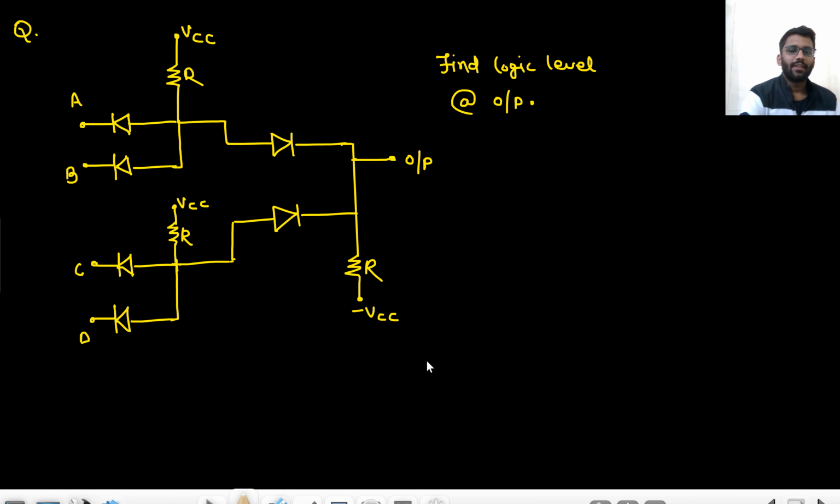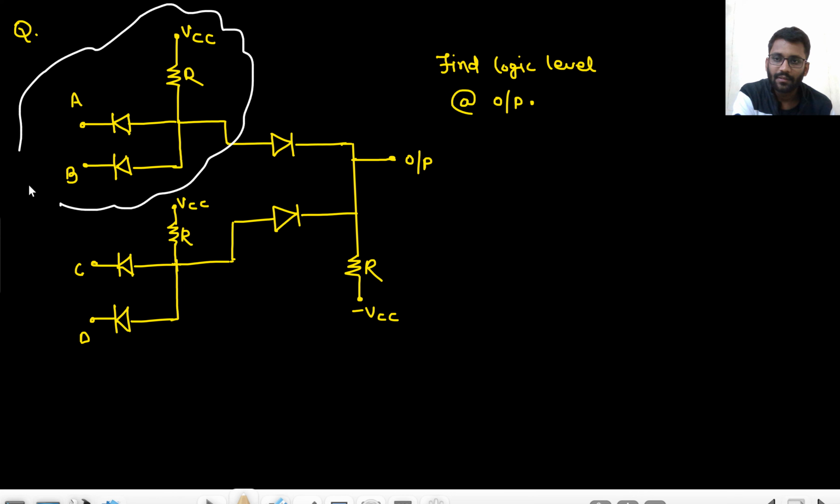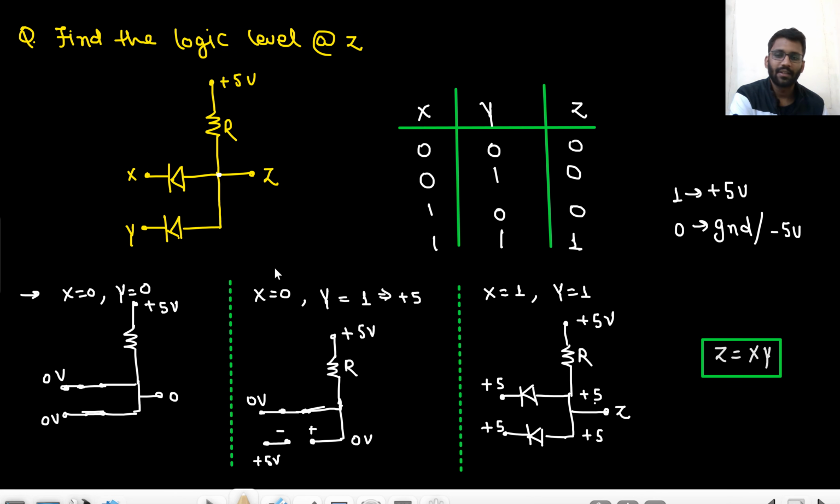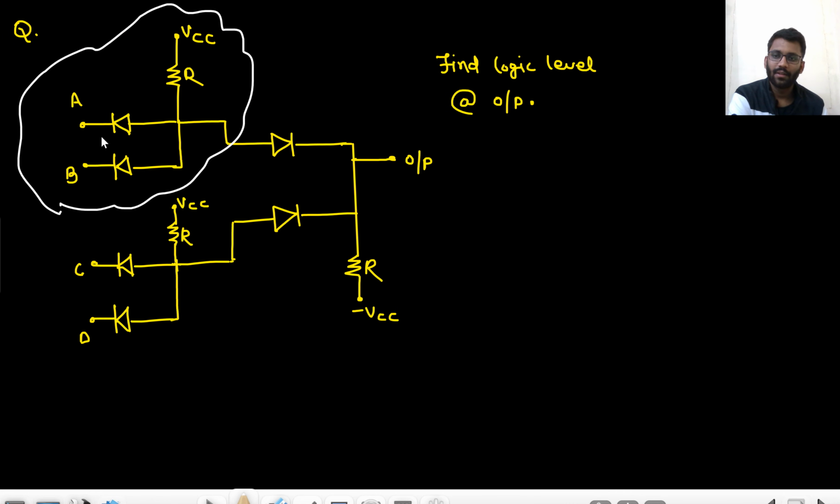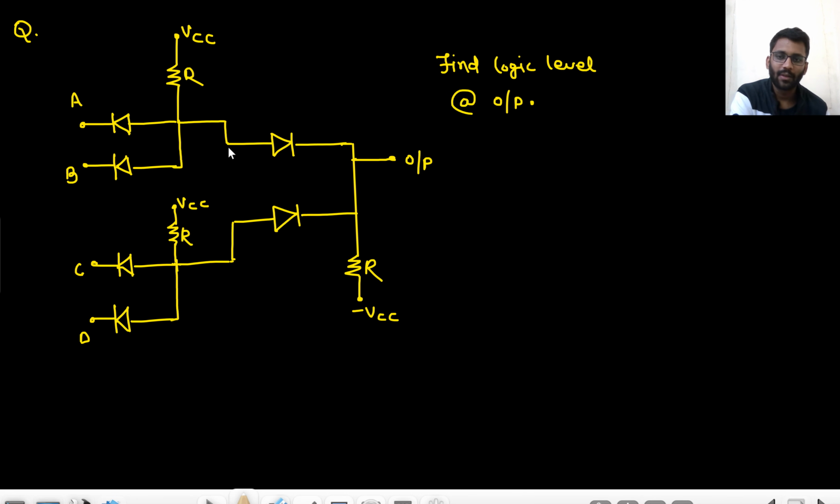Now you have to find the logic level here. This circuit, have you already seen it? In the previous problem only you saw it. The same circuit is there. This diode in this, x is connected to N, y is connected to N. A is connected to N, B is connected to N. So tell me what will be the output here? That will be AB. And what will be the output here? That will be CD. Right?